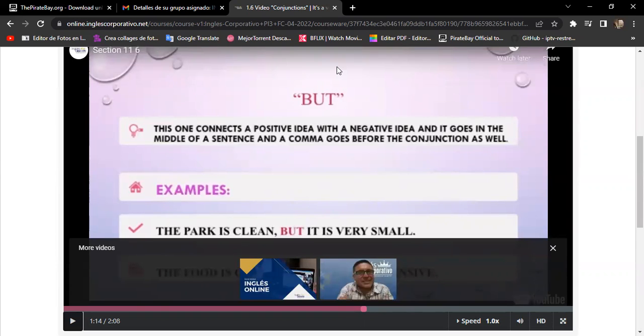But is food not nutritive? Very, yes, it's not healthy. Okay. Yes. Pupusas are delicious. That's positive. But, ahí viene lo negative. They are not healthy. No son saludables. Okay, do you understand? Yes, teacher. All right, let me see.